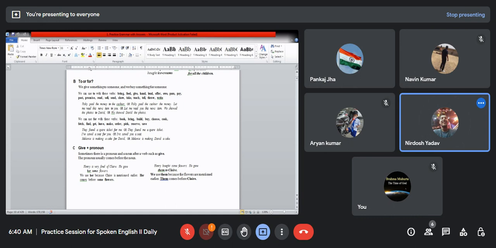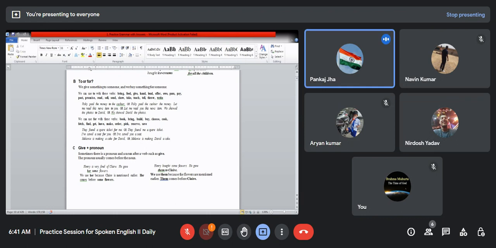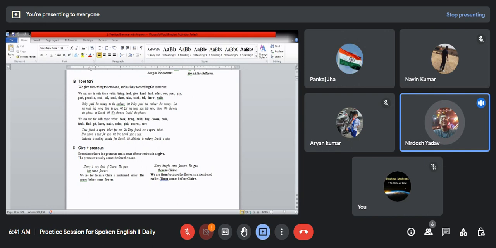Sometimes there is a pronoun and a noun after a verb such as give. The pronoun usually comes before the noun. Okay. Do you understand this? In the example, the use of them is like this: the noun before the noun means Claire. Claire is a noun here.